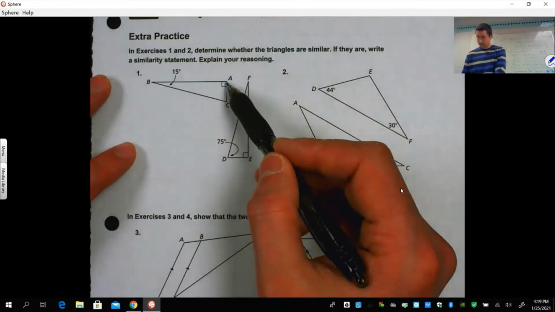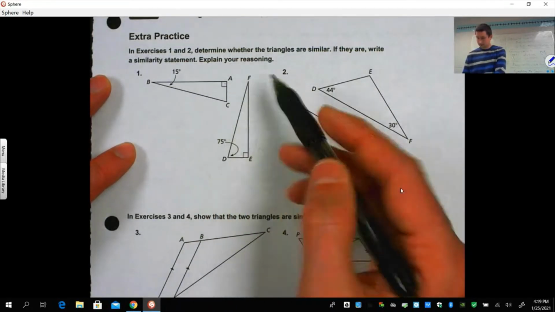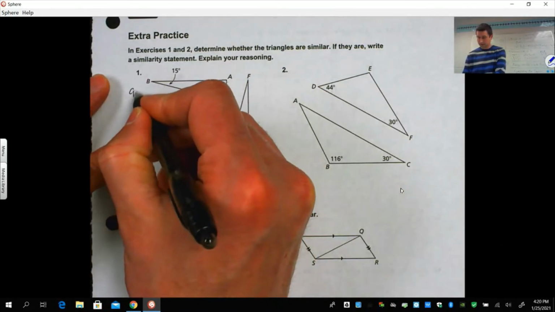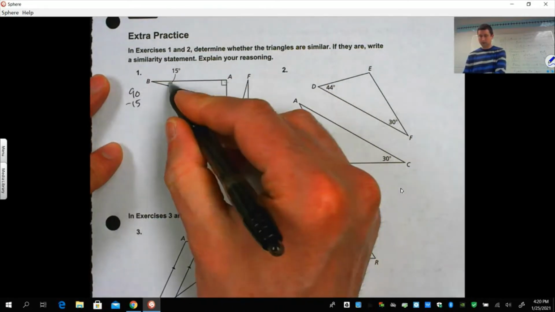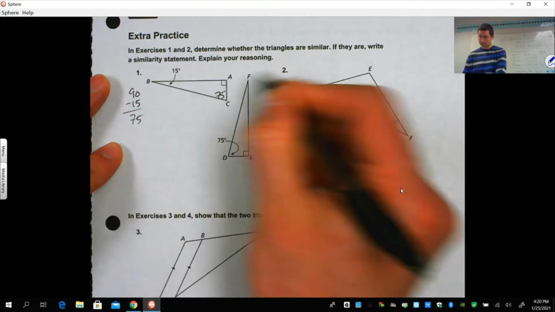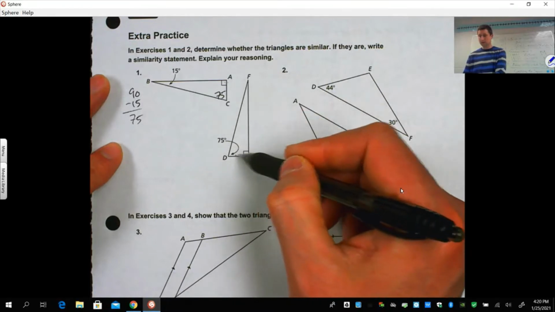So we have a right triangle ABC. That's 15. This one's 75. So if I find my third one there, I have to take 90 minus 15 since it's the right triangle. These two are complementary. Add to 90. And I get 75. So we got 75 degrees there. That corresponds to two angles here.